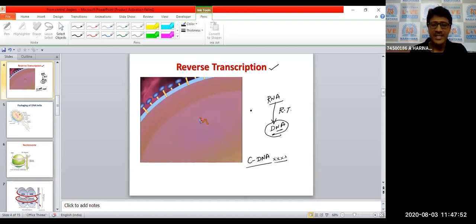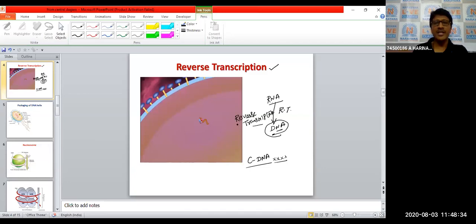So the enzyme required for synthesis of DNA from RNA is nothing but reverse transcriptase. What is the enzyme required for synthesis of DNA from RNA? Reverse transcriptase. So here the flow of genetic information from RNA to DNA by reverse transcription happens only in some viruses, not all viruses. Those viruses contain RNA as their genome, their genetic material.